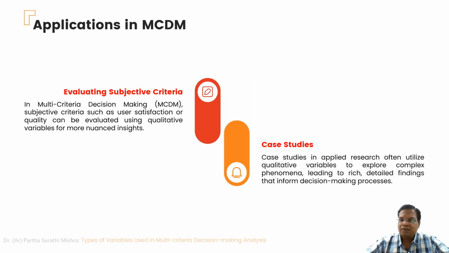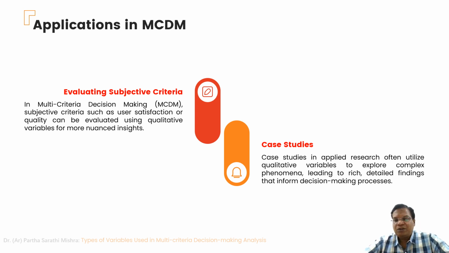Now the applications in multivariate decision making analysis, evaluating the subjective criteria. In MCDM, subjective criteria such as user satisfaction. For example, we have gone for dining. They are asking for feedback on a five rating scale. Five is extremely satisfactory, and one is extremely not satisfactory. That kind of data we can also evaluate in MCDM using the qualitative variables for more nuanced insights.